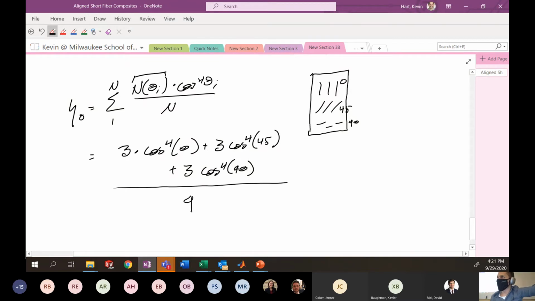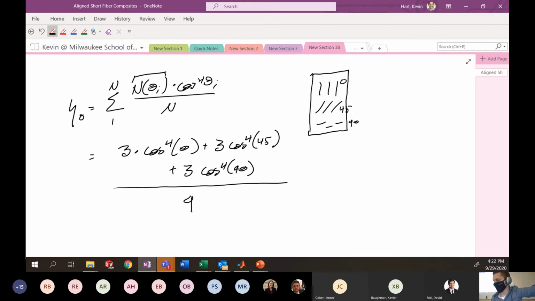So the summation allows you to have fibers at multiple different orientations. You just have to count the number that happen to be in each orientation, and multiply them by the appropriate cosine 4 of the angle that they have. Is that clear? That's how this is utilized.